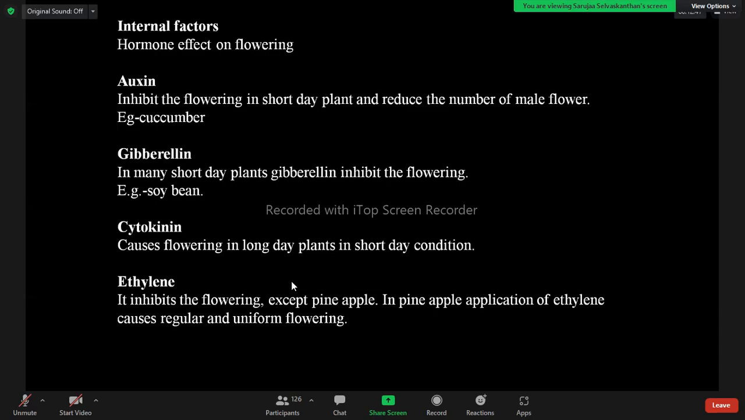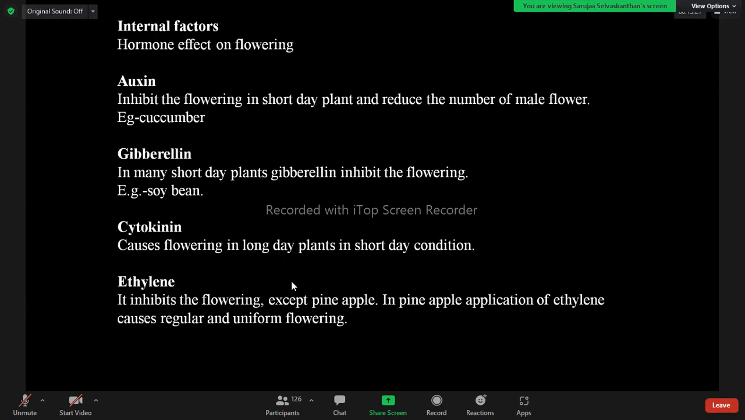Auxin inhibits flowering in short day plants and reduces the number of male flowers. Example, cucumber. Gibberellin also inhibits flowering in many short day plants. Cytokinin causes flowering in long day plants and in short day conditions as well. Cytokinin influences flowering in a positive way.